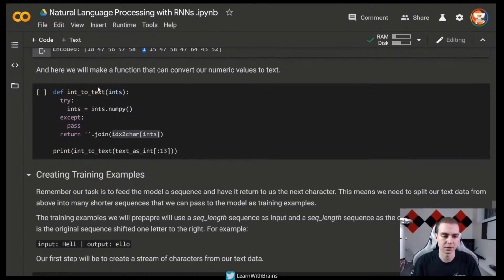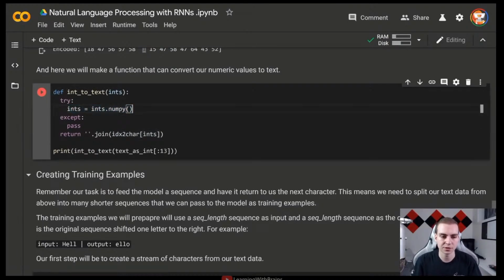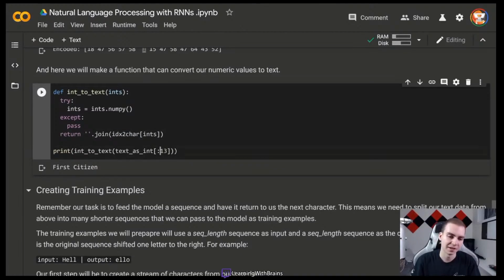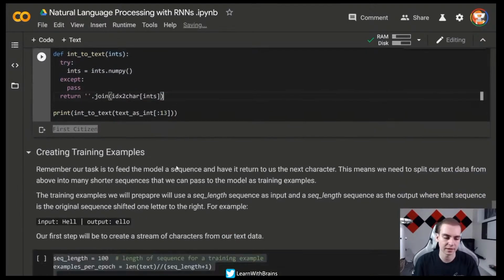Now, I figured while we were at it, we might as well write a function that goes the other way, so into text. The reason I'm trying to convert this to a numpy array first is just because we're potentially going to be passing in different objects in here. So if it's not already a numpy array, it needs to be converted to one, which is what this is doing. Otherwise, we're just going to pass it on. We don't need to convert it to a numpy array if it already is one. We can just join all of the characters from this list into text. So that's essentially what this is doing for us. And then we can see that if we go into text, text_as_int up to 13, that translates it back to us as "citizen". You can look more into this function if you want, but it's not that complicated.